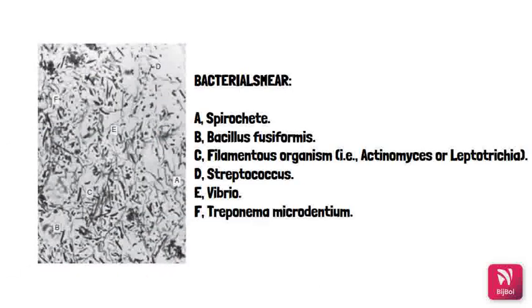Next, we are seeing a bacterial smear from the lesion in necrotizing ulcerative gingivitis, wherein you can see different kinds of microorganisms. Remember these microorganisms: the spirochetes, Bacillus fusiformis, filamentous microorganisms like Actinomyces or Leptotrichia, Streptococcus, Vibrio, and Treponema microdentium.